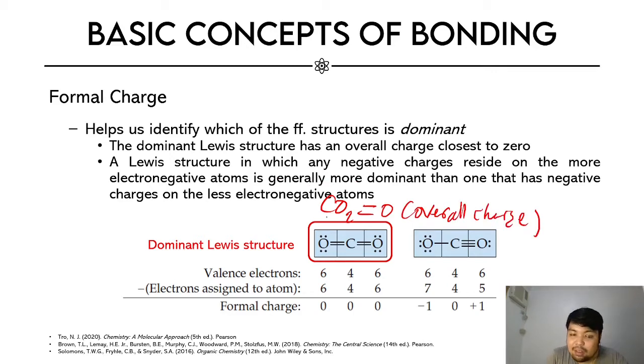Now, for this Lewis structure, on the other hand, this oxygen atom, rather, has a formal charge of -1, and this oxygen atom has a formal charge of +1, while the carbon atom has no formal charge, or 0 value for its formal charge. So the overall charge of carbon dioxide is the sum of these formal charges. So -1 plus +1, they will cancel each other out. Therefore, the overall charge of carbon dioxide will still be 0.